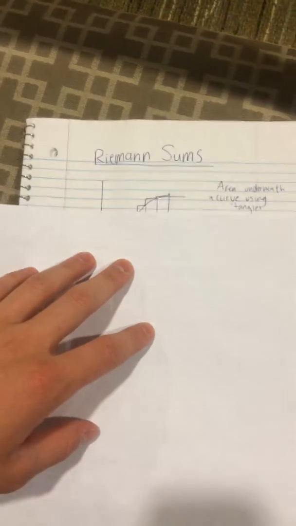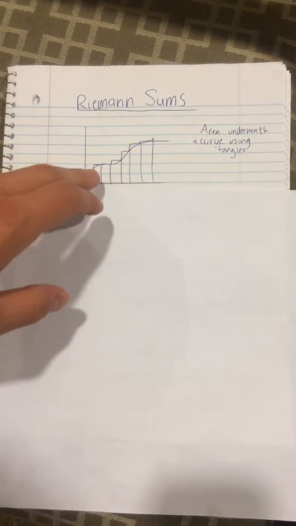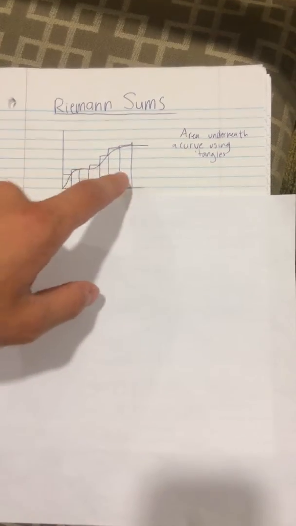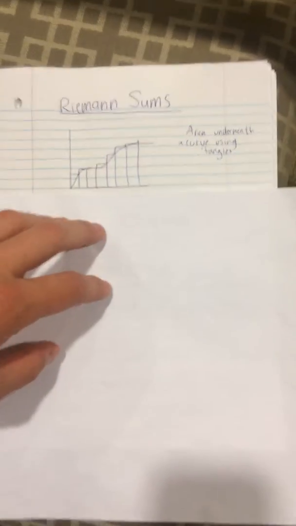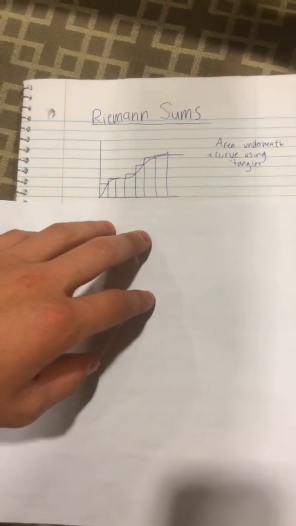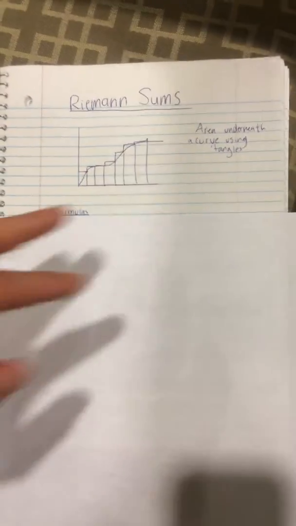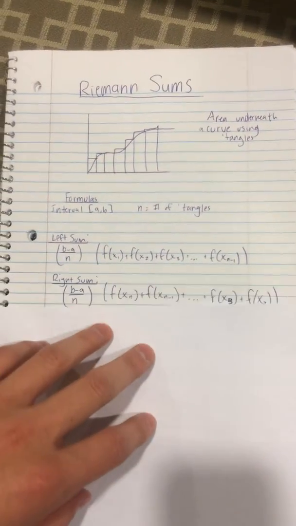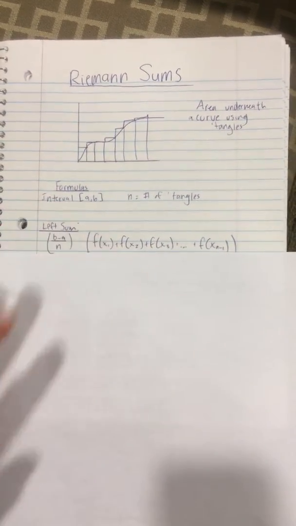Now, the Riemann sums is something you use to find the area underneath a curve using what we call rectangles. Now, here's a little diagram. You've got the curve and you've got rectangles drawn underneath it. You find the area of the rectangles, which will give you an approximation for the area underneath the entire curve. Now, the Riemann sums comes with two formulas, one for the left sum and then one for the right sum. We'll start with the left sum.